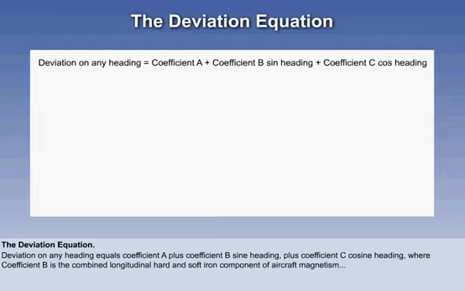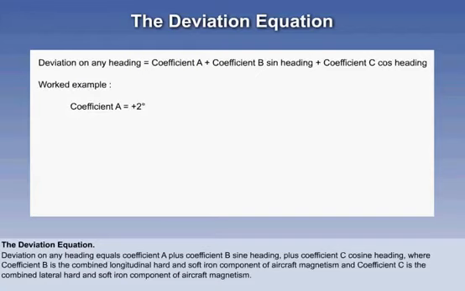Coefficient B is the combined longitudinal hard and soft iron component of aircraft magnetism, and coefficient C is the combined lateral hard and soft iron component of aircraft magnetism. Let's work through an equation. So let's suppose coefficient A is plus 2 degrees and coefficient B is plus 3 degrees. And coefficient C is minus 4 degrees. And we will say the compass heading is 060 degrees.